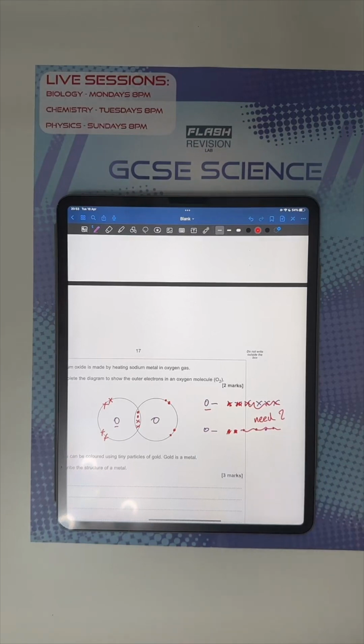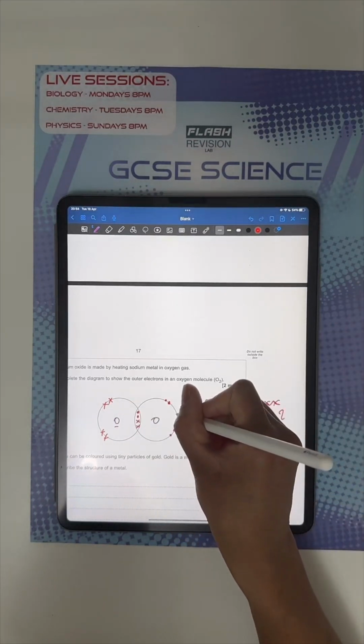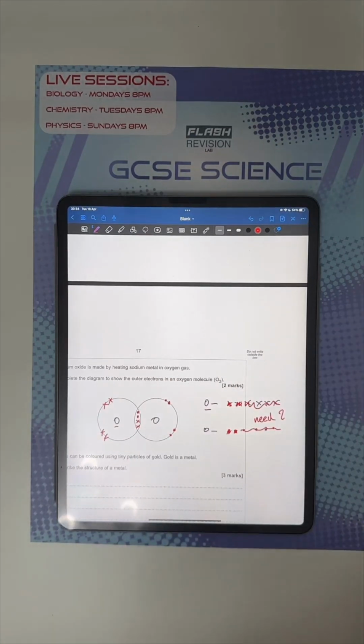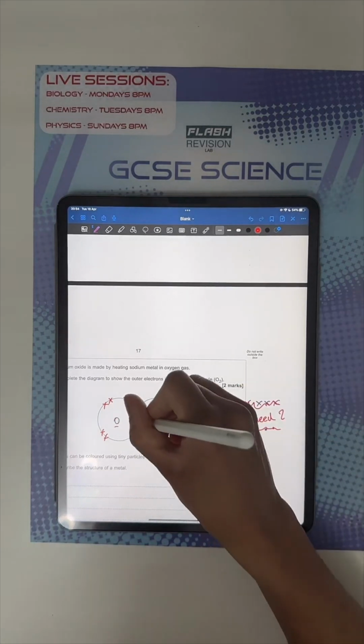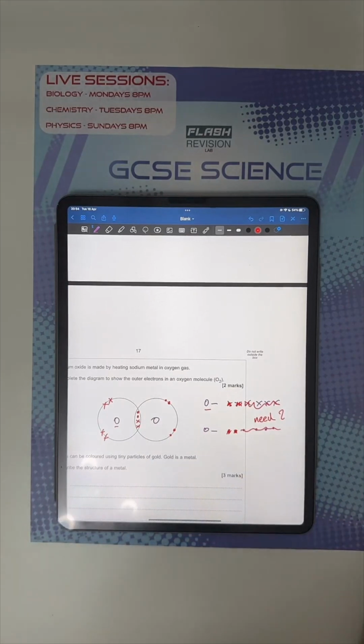You thought they only needed 2. They do need 2. That's why 2 of the bonds go in the middle from each one. So in total, they have 4. So this is actually a double bond. For every pair that you have an extra bond. So oxygen actually has a double bond.